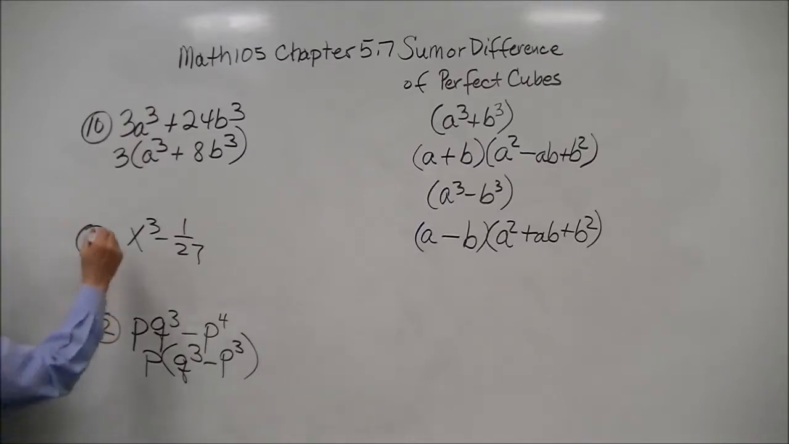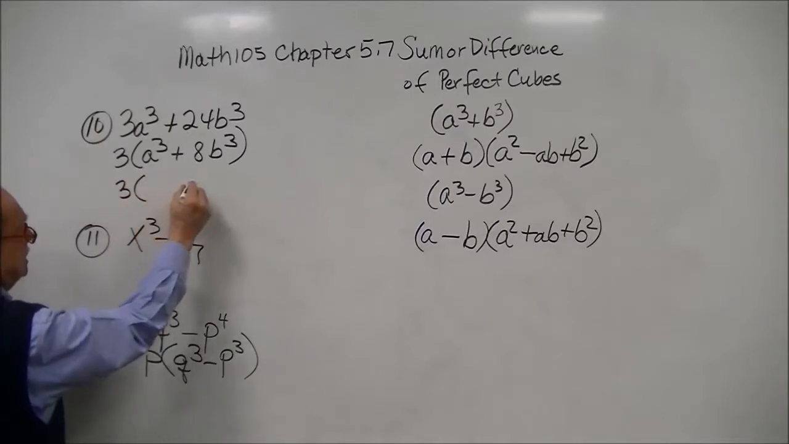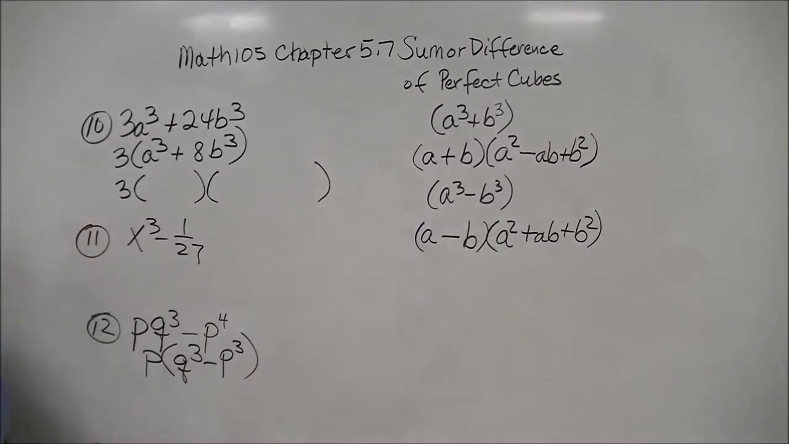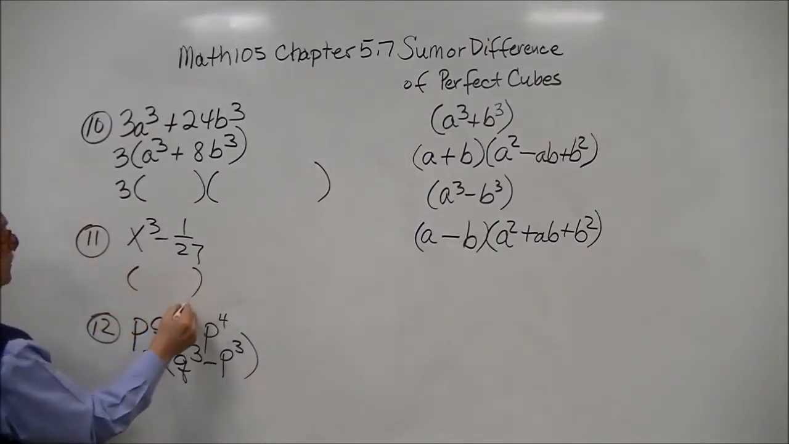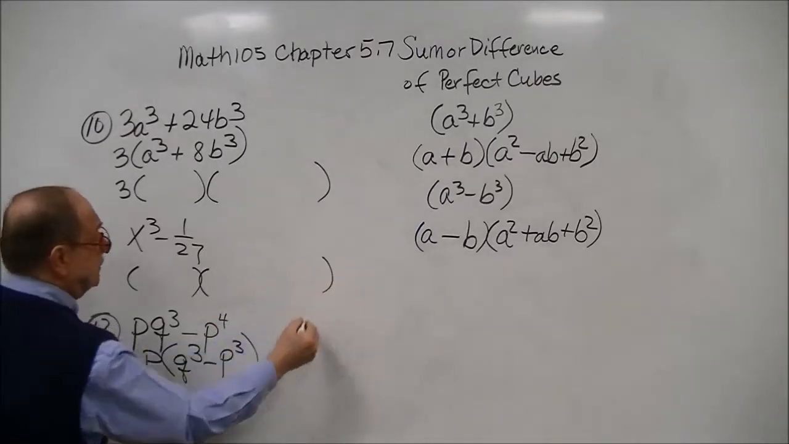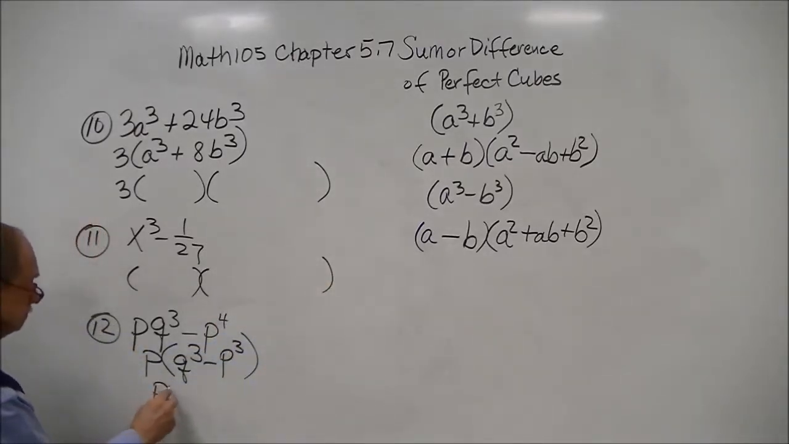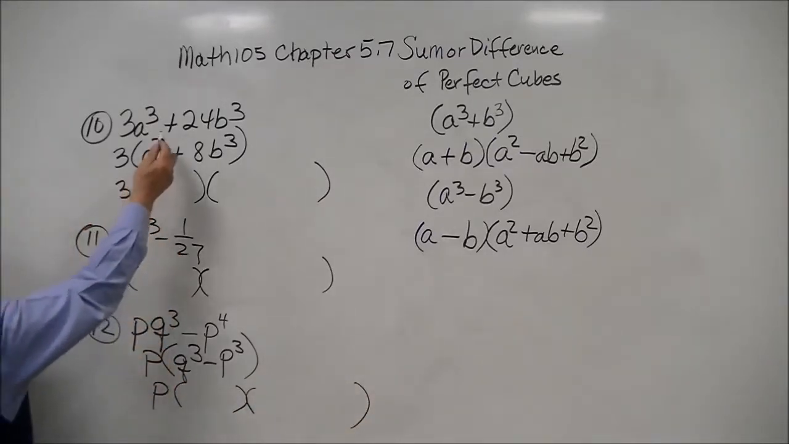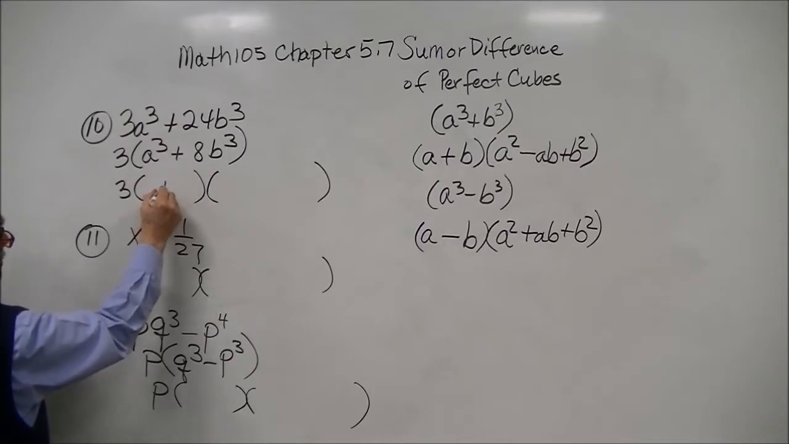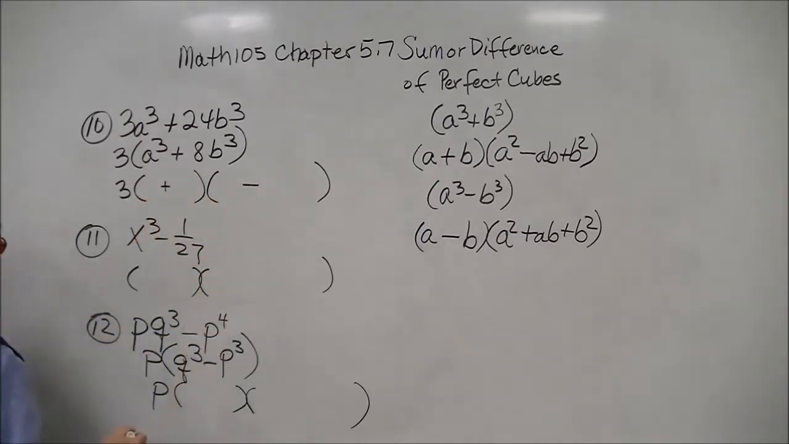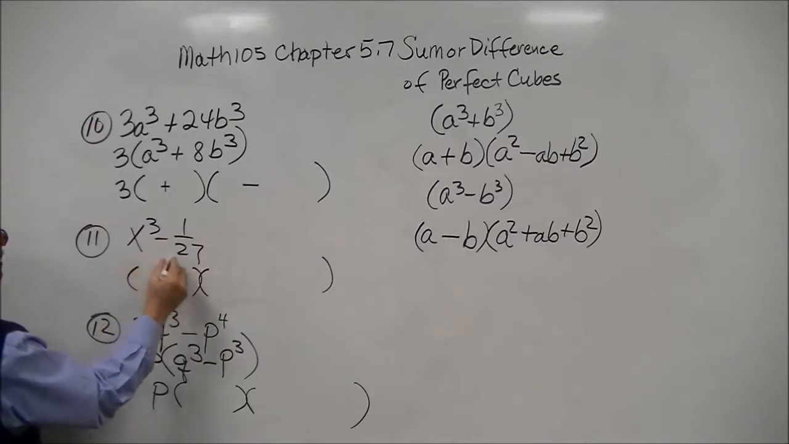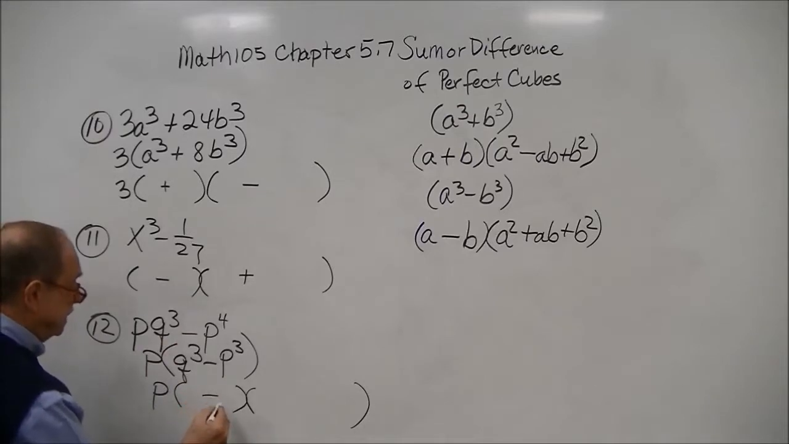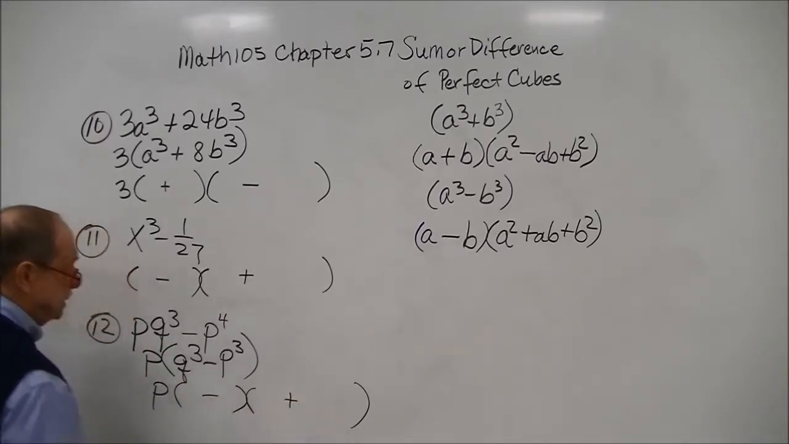Now, following our pattern, a parenthesis for 2 terms, a parenthesis for 3 terms, parenthesis for 2, for 3, and then doing our signs. This will be a plus. Then over there, the opposite. This will be a negative. Over here, the opposite. This is a negative. Over here, the opposite.